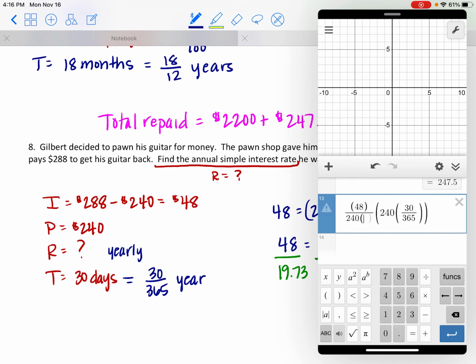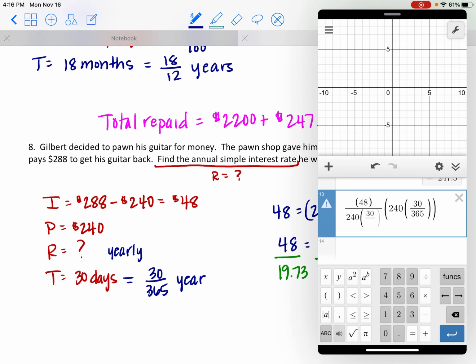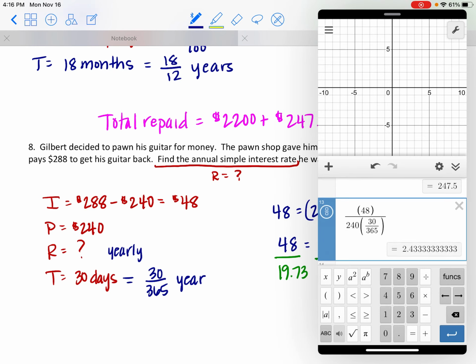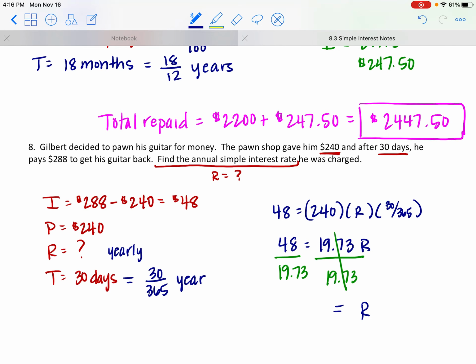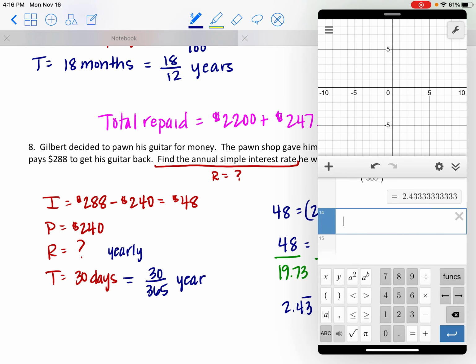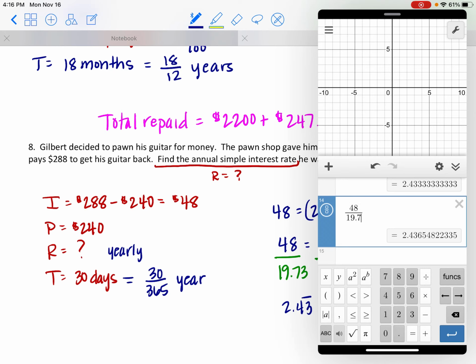240 times 30 over 365. So you see I'm just retyping that in there because I don't want to round, and I can actually see what the difference is going to be. So I end up with 2.43 repeating. Now let's just see how different it is if I use the rounded version. If I just divide by 19.73, it's a negligible difference, so about 2.43. Okay, so we'd be all right with rounding then if you're okay with that.